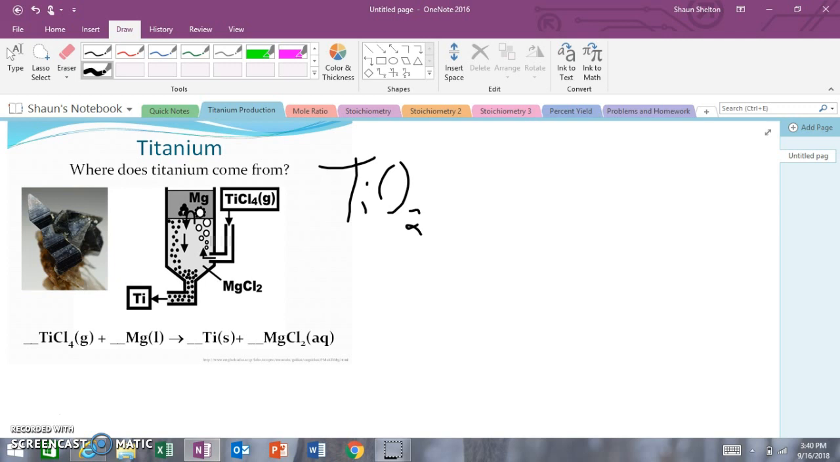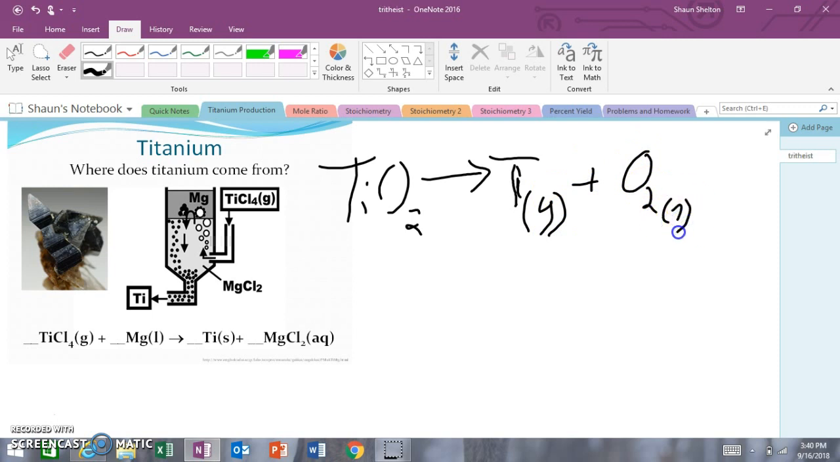What they do is they heat up this sample to a very high temperature, and basically they separate the two. They turn the titanium into a gas, and then the oxygen separates out from it also as a gas. Now, if you were to leave this and let it cool back down, the titanium would react with the oxygen and reform the titanium dioxide.